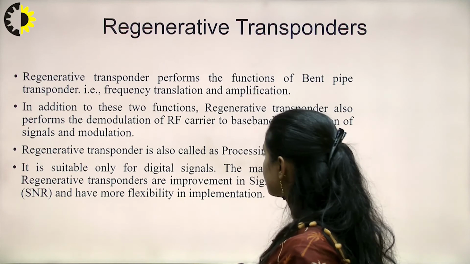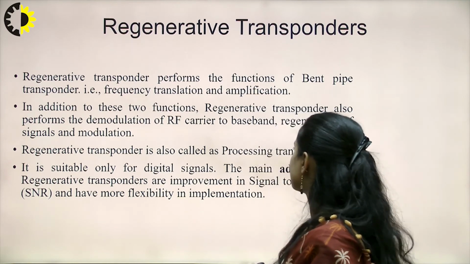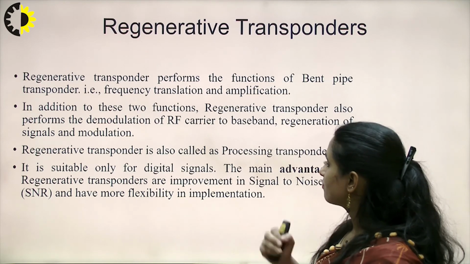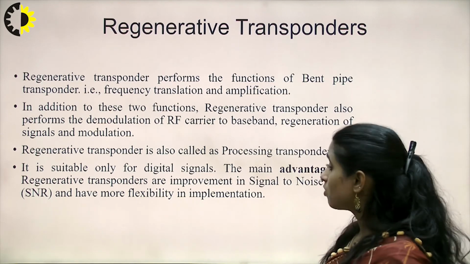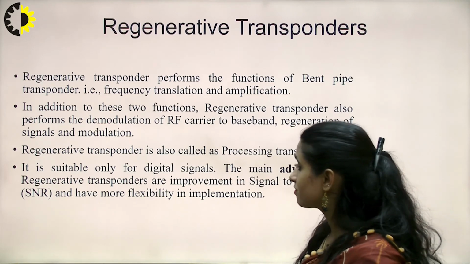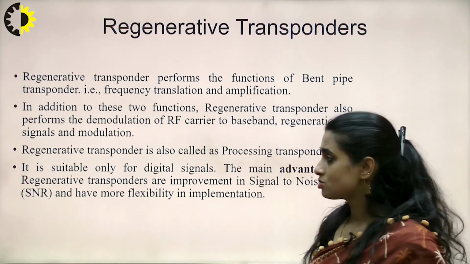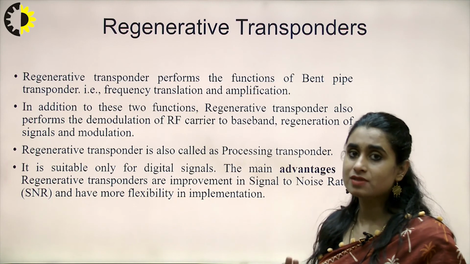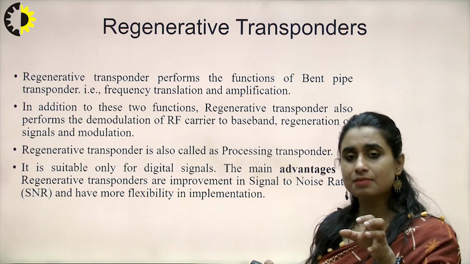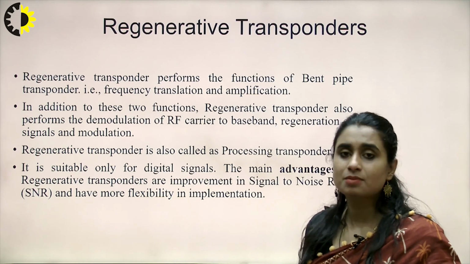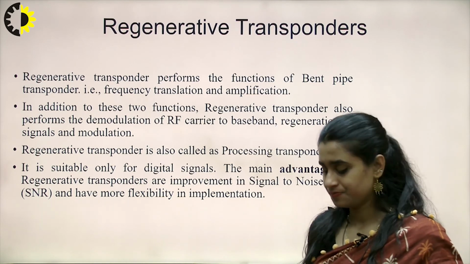So a regenerative transponder is also called a processing transponder. It is suitable only for digital signals, and the main advantage of this regenerative transponder is improvement in signal to noise ratio. So we have a greater value of SNR, that is, the average signal power to average noise power is improved here. So we get better quality of signal here.